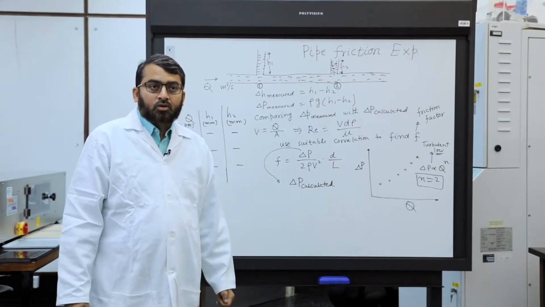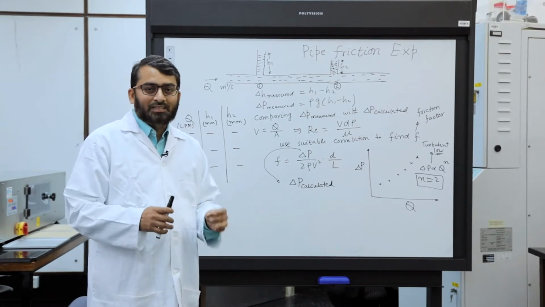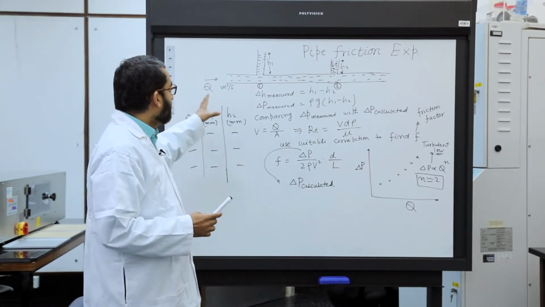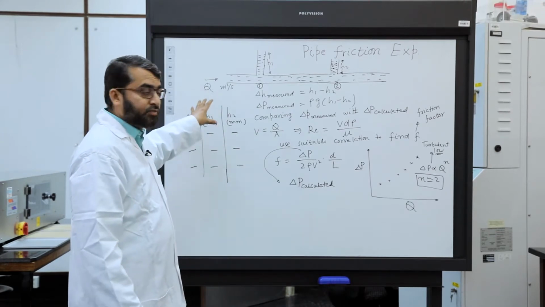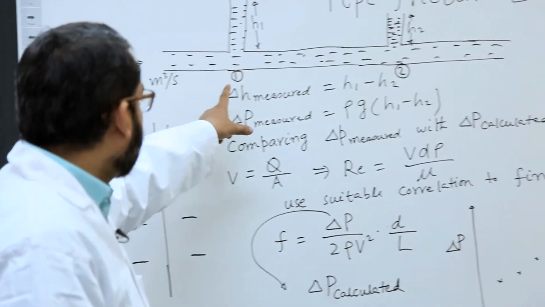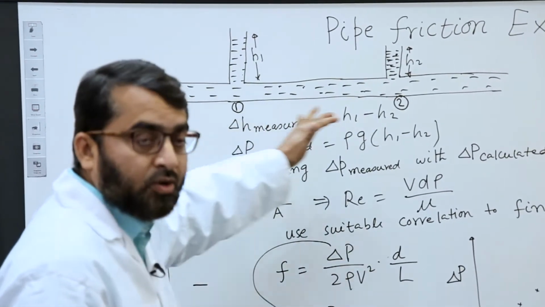Okay. So before we go to the setup, I will brief you about the experiment and a little bit of calculation. So, pipe friction experiment: if you see water or any fluid flowing in a pipe, you expect that the pressure will be lost as it travels along the length of the pipe.